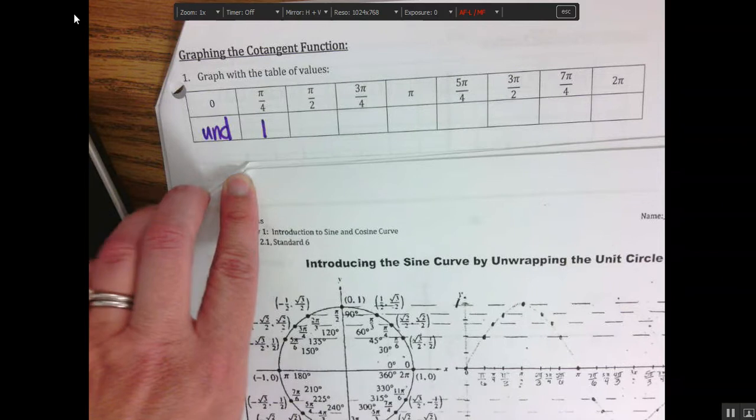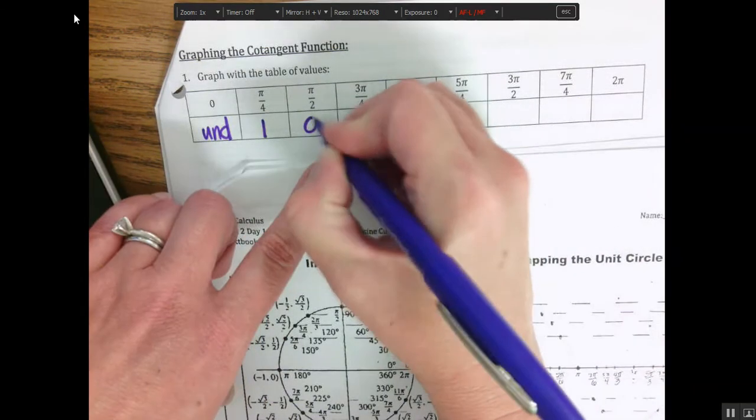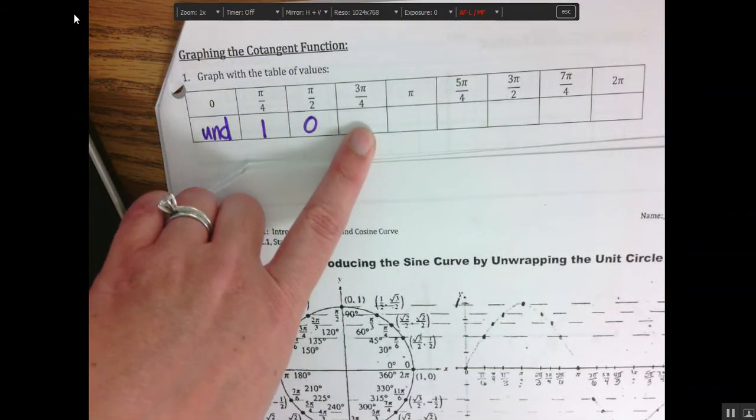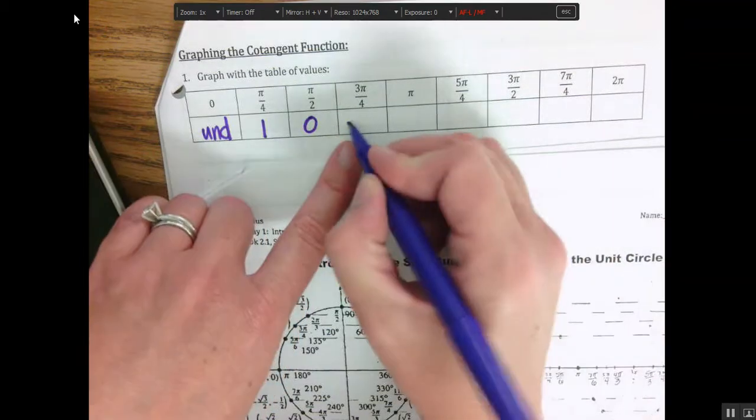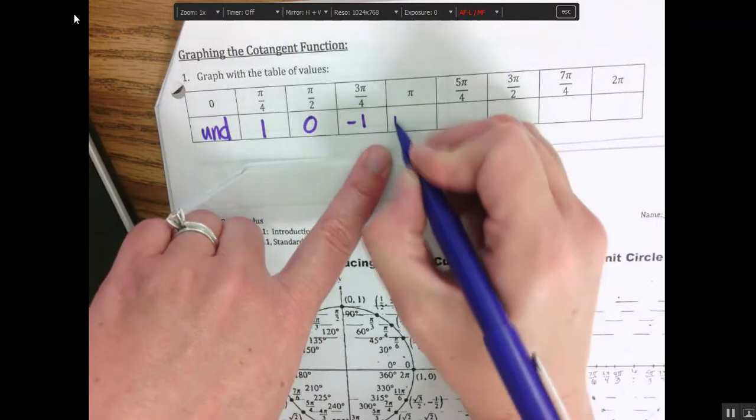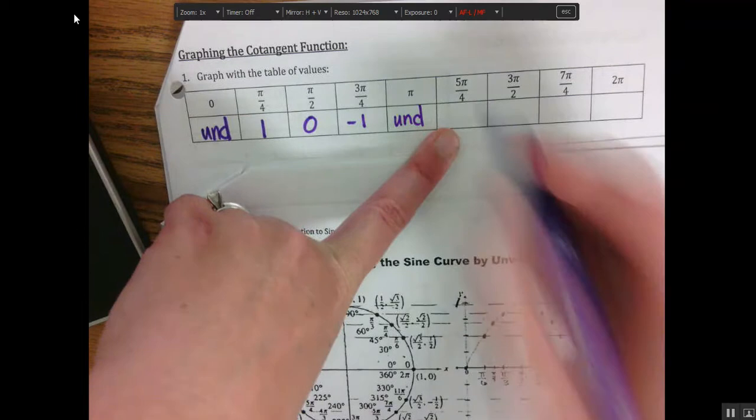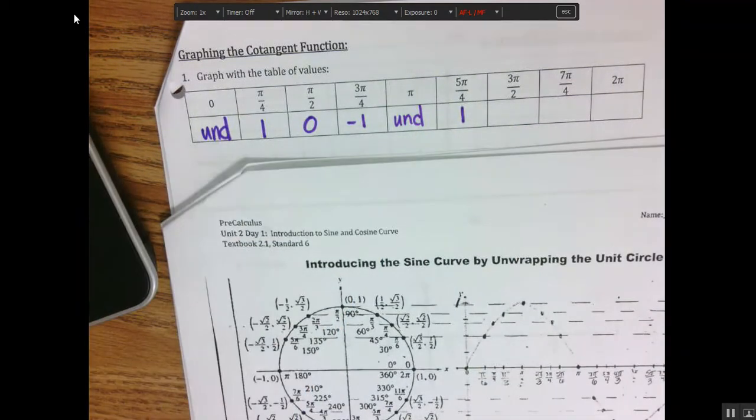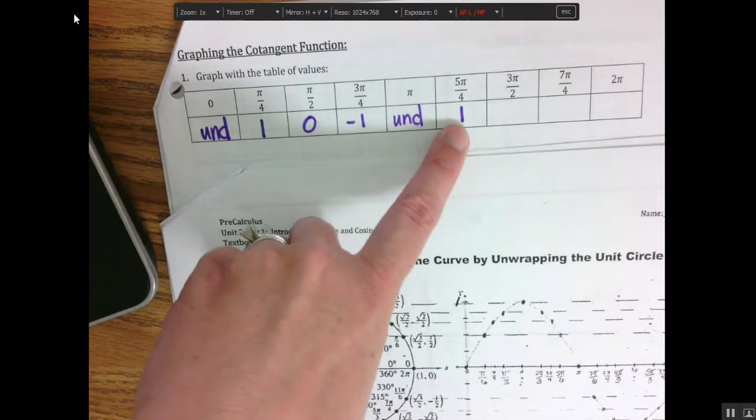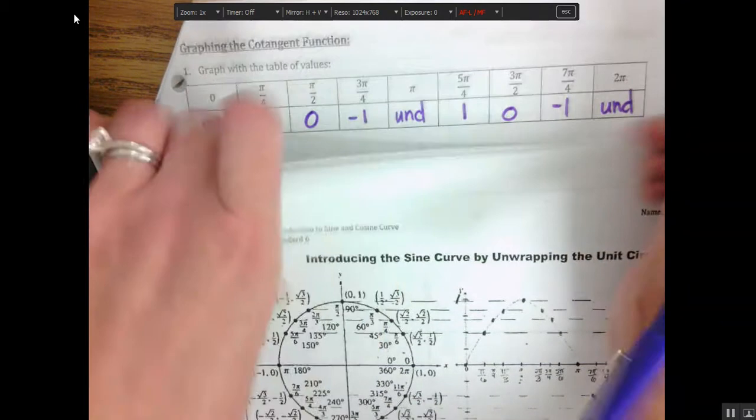Javaria, did you do pi over 2? Mm-hmm. Remo, did you do 3 pi over 4? Negative 1. Oyston, did you do pi? Yeah. Negative or undefined. Good. Jesse, did you get this one? Yeah. 1? Okay. Do you guys see that this also follows a pattern? Yes. All right, so let's continue. Undefined, 1, 0, negative 1. Undefined, 1, 0, negative 1. And let's graph.